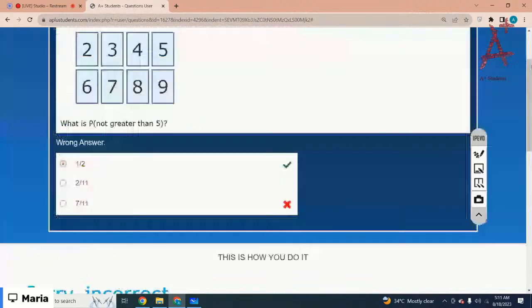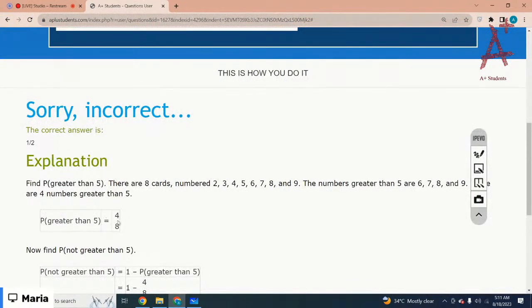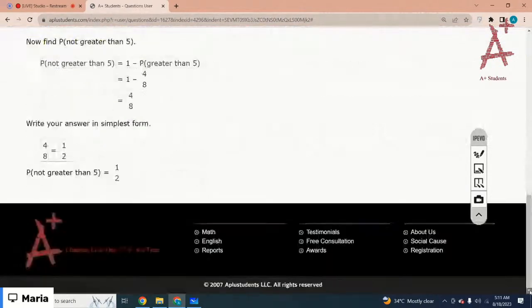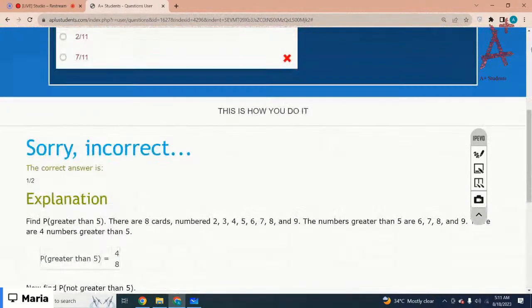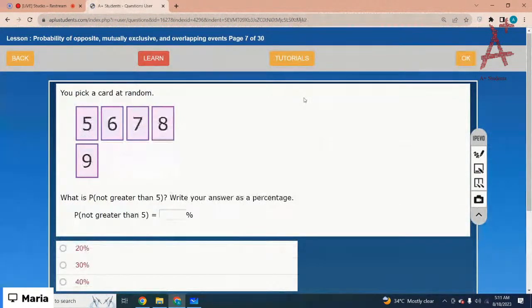Greater than, probability of not greater than 5. You have four numbers that are greater than 5. 1 minus 4 over 8. Okay, yes, that would be 1 over 2. But not equal to 5. They said 5 is not included.